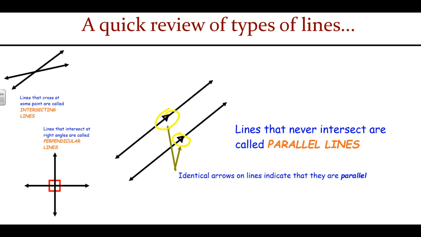So go ahead and pause the video now and write down, along with the images, the definitions of intersecting, perpendicular, parallel, and this description of what the arrows mean. Again, both the definitions and the images, and then come back when you're ready to move on. So now that we have reviewed those types of lines, we can go into talking about quadrilaterals.